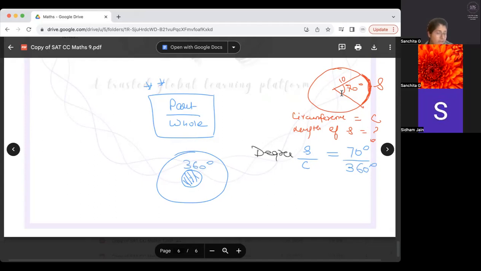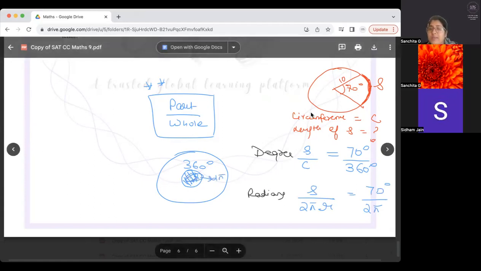Now I'm going to write in radians. Radians is where pi is involved, right? So S divided by circumference, 2 pi r, is equal to 70 degrees divided by 2 pi. Can I write that? Think about it. This is 2 pi, no? Right, this is 2 pi. Is it clear? R I can now solve.